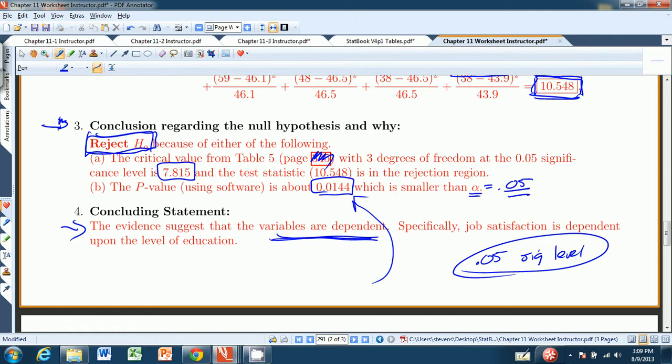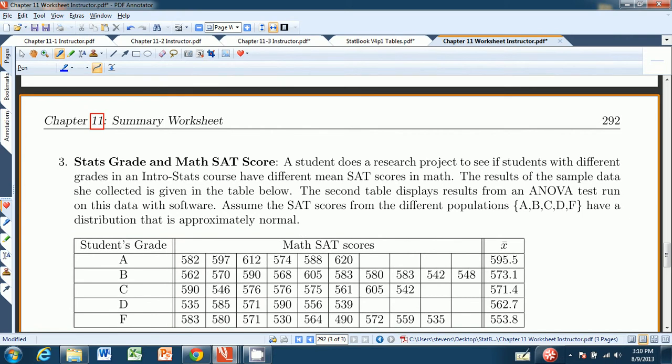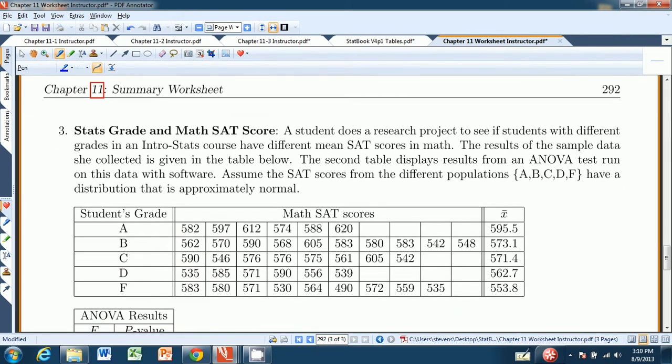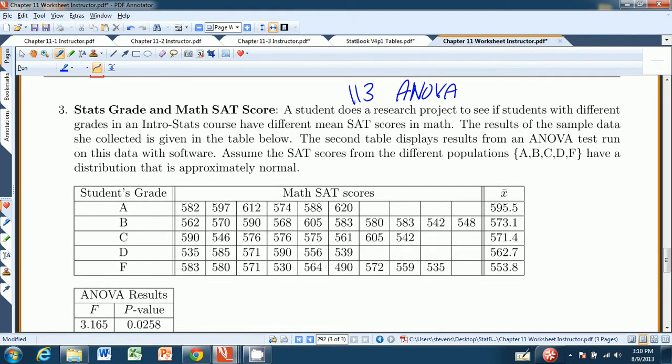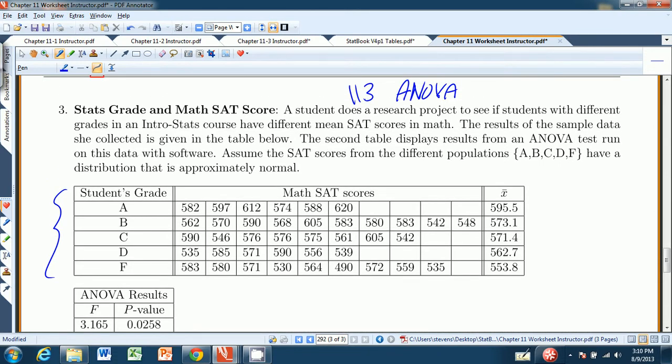Okay. So that was what? That was 11.2. Now we're going to go to 11.3. That is the chapter on ANOVA. Right? And we're going to look at student's grade versus math SAT score. So a student does a research project to see if students with different grades in intro stats courses have different mean SAT scores in math.